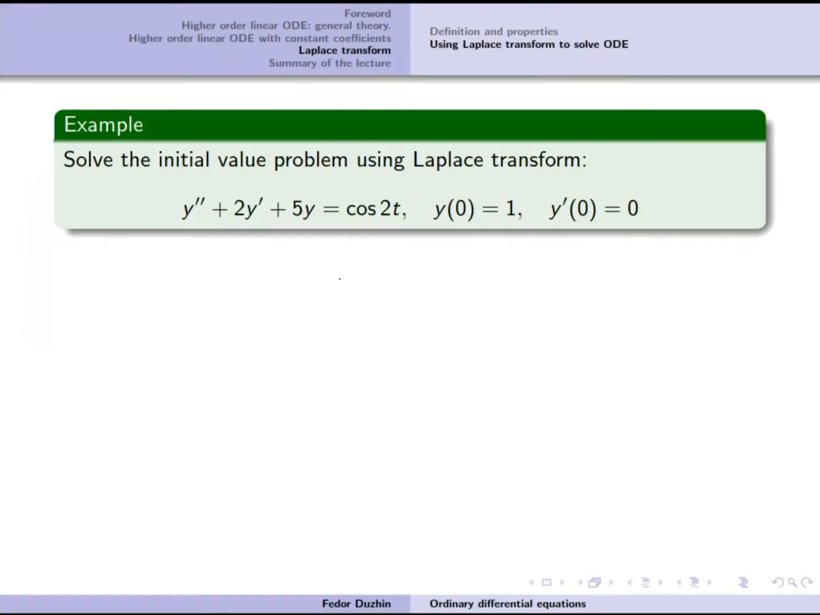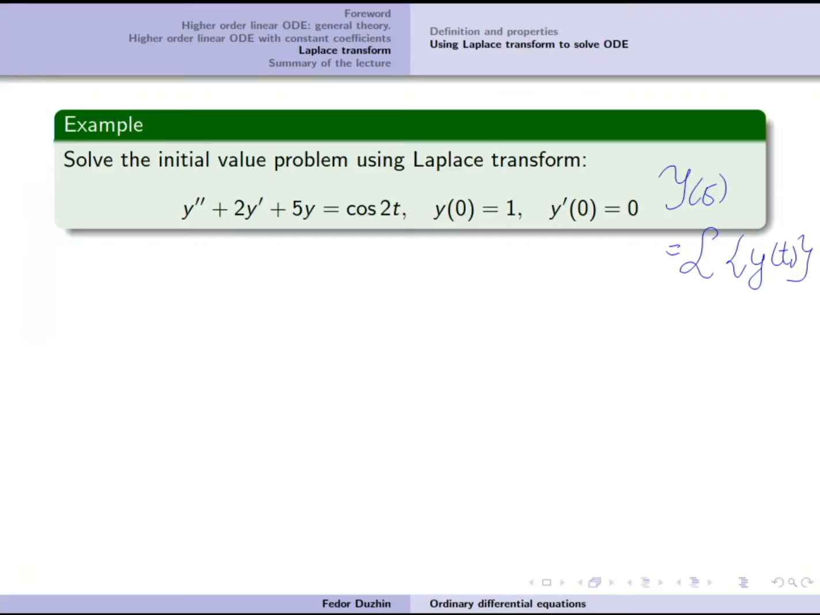Alright, let's do a complicated example on the Laplace transform. So we are going to solve this initial value problem. The idea is the same. Let me write that Y(s) is the Laplace transform of the unknown function y(t). And we are going to apply the Laplace transform to the left-hand side of our equation and to the right-hand side of our equation.